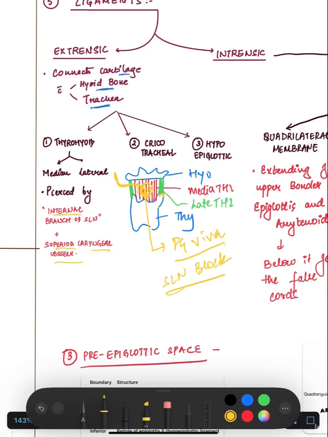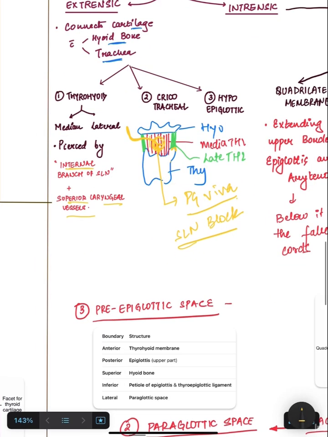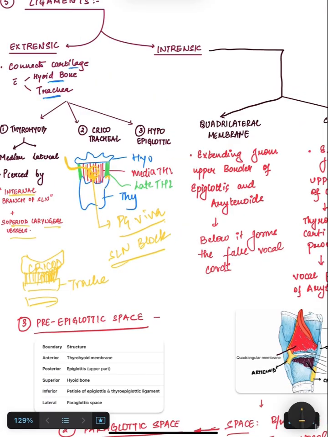Next is the cricotracheal ligament. This is also easy. You have your cricoid over here and you have the tracheal rings over here. So cricoid to trachea is nothing but the cricotracheal ligament. The third one is the hypoepiglottic ligament. The hypoepiglottic ligament is the one in which the epiglottis is connected with the hyoid bone.